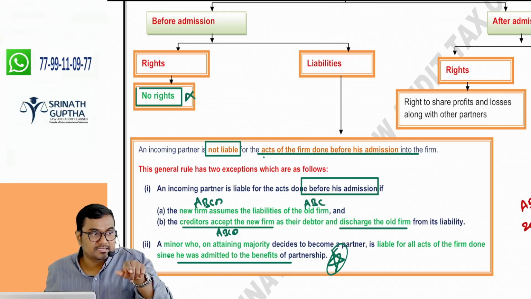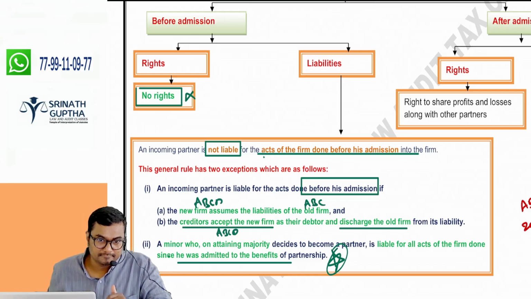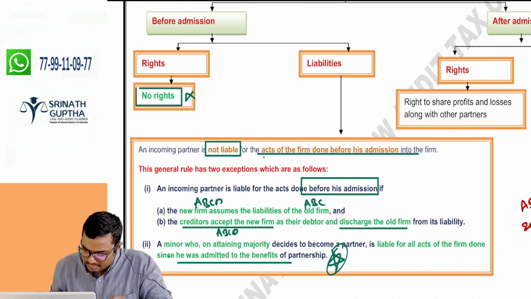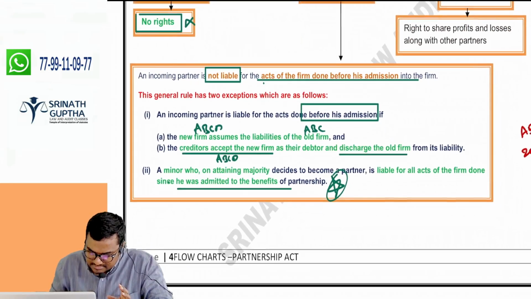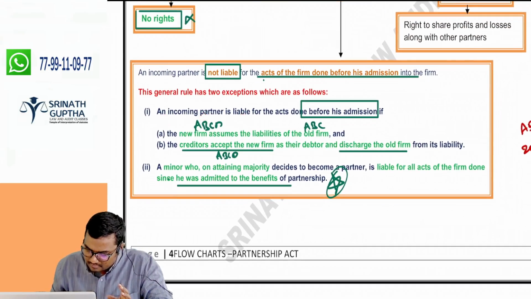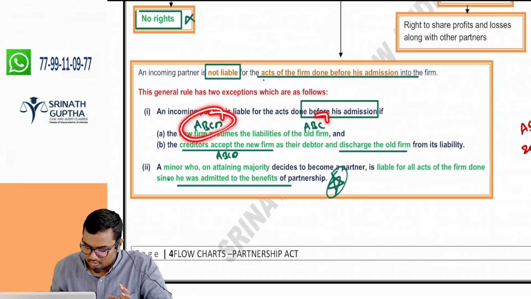A three-party agreement is entered into between the old firm, new firm, and incoming partner. Incoming partner is generally not liable for activities of the firm done before his admission, but he will be liable in the following cases. The new firm assumes the liabilities of the old firm. What's the new firm? ABCD. What's the old firm? ABC: Ajay, Bharat, Charan, and Dhiran. Previously, Ajay, Bharat, Charan only.